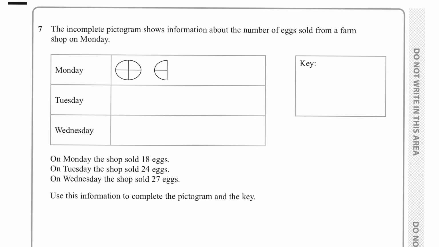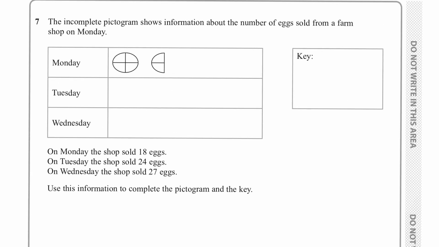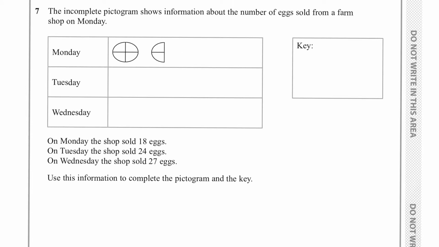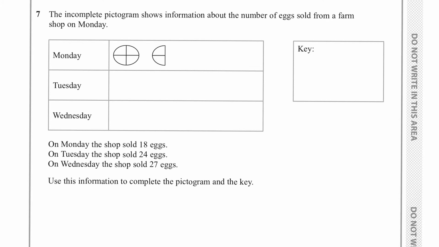Then looking at question 7, it's given us an incomplete pictogram and basically wants us to complete it. So let's do it bit by bit. It says on Monday, the shop sold 18 eggs, okay? On Tuesday, it sold 24 eggs. Wednesday, it sold 27. So let's look at Monday. So Monday, it's got a whole one, and it's got a half, okay?